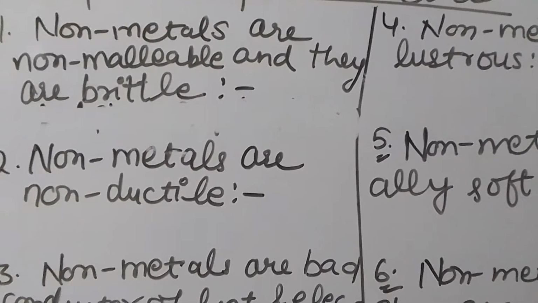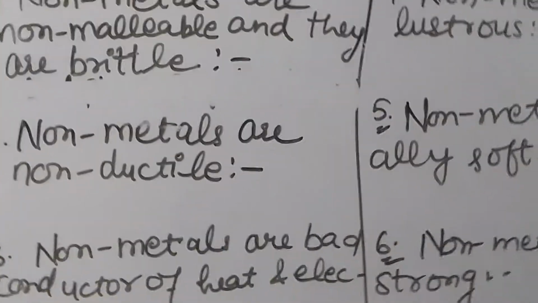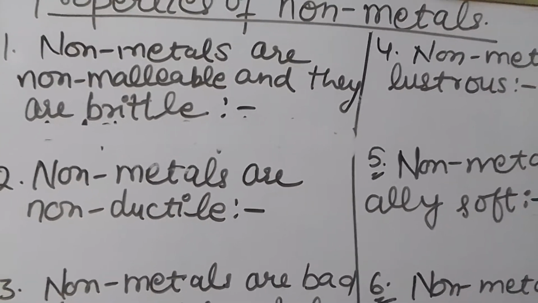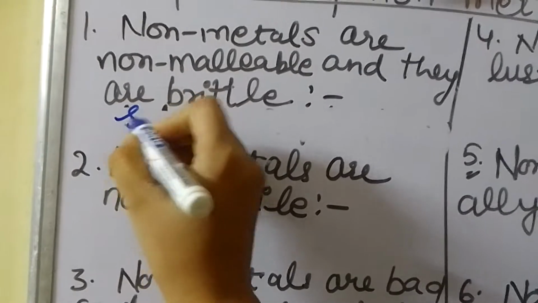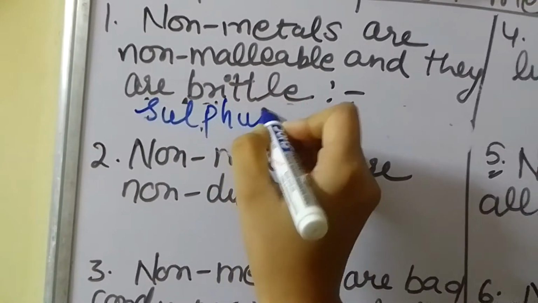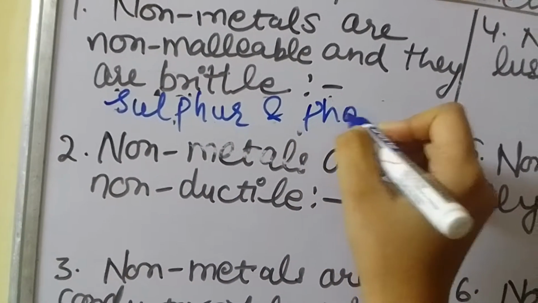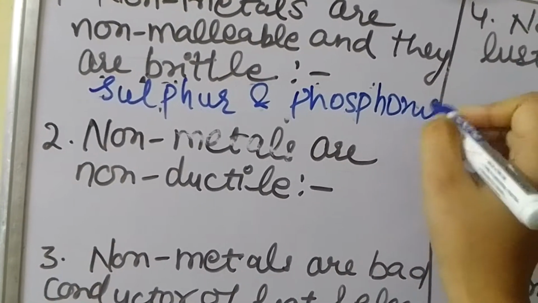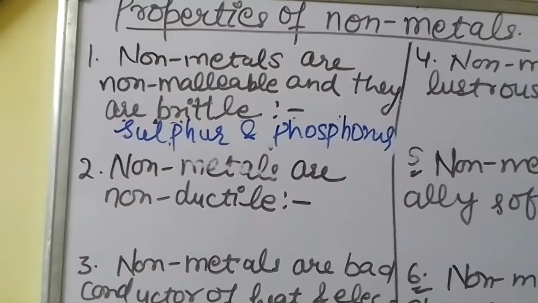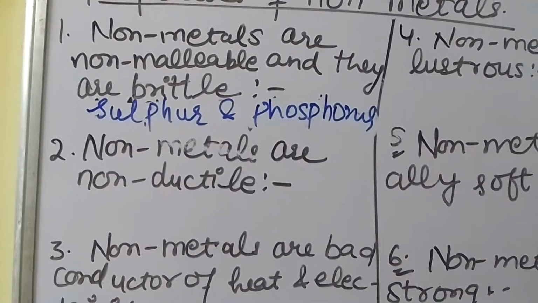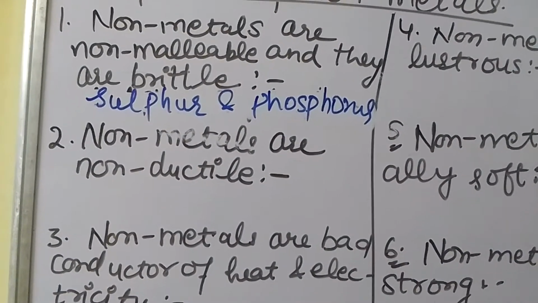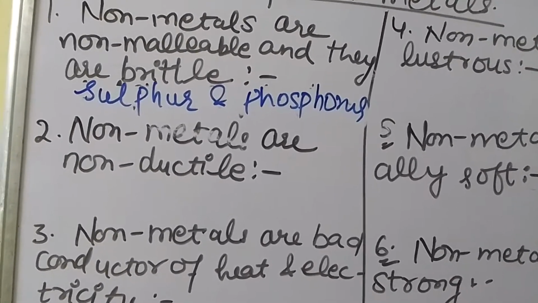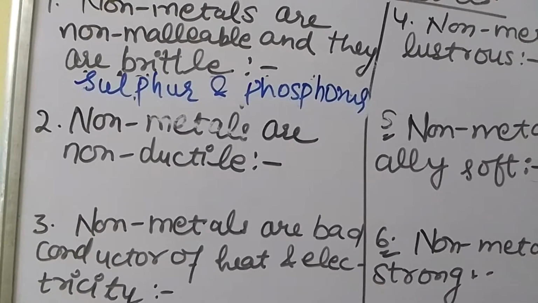So what are examples of non-metals which are non-malleable? Sulfur and phosphorus. These are the non-metals which are not able to be converted into thin sheets. Non-metals are brittle in nature. Brittleness is a characteristic property of solid non-metals.